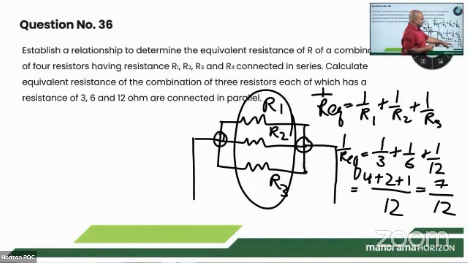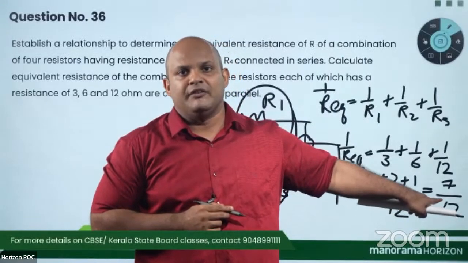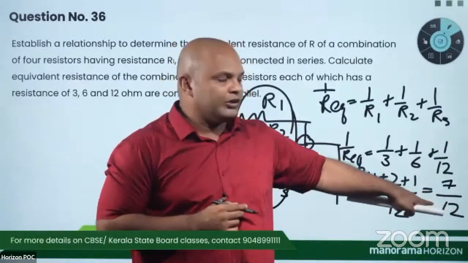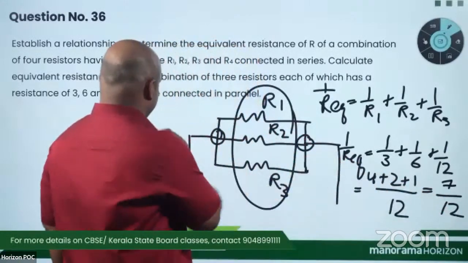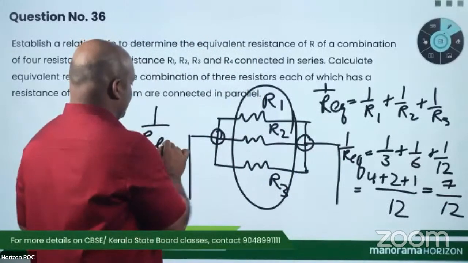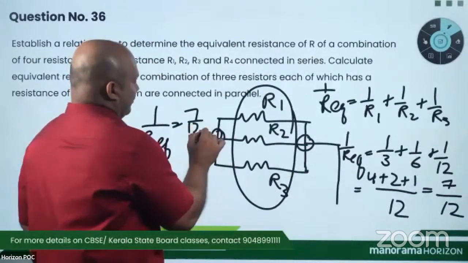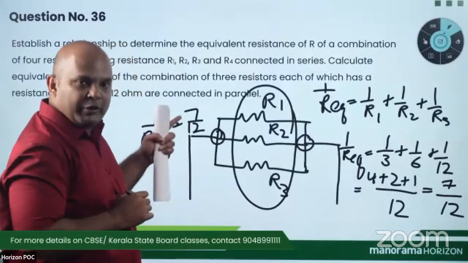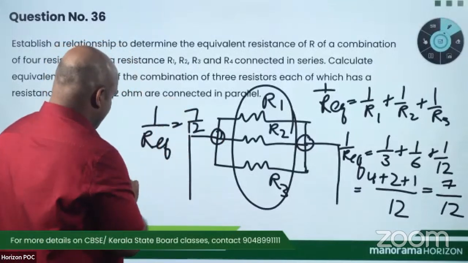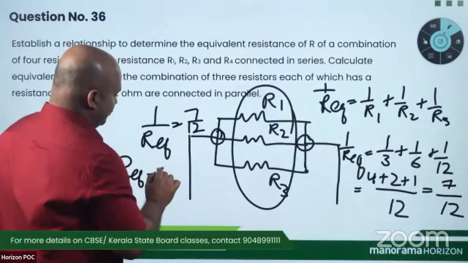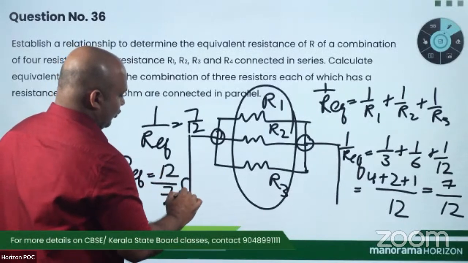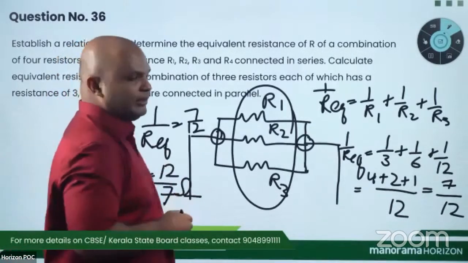And is this our equivalent resistance? No. Many children again and again make this mistake. They will get to this point and they will leave the question thinking that they have found the value. No, this is not equivalent resistance because this is simply 1 upon Req, that is equal to 7 by 12. So you again have to take a reciprocal, right? So this becomes R equivalent is equal to 12 upon 7 ohms. This is the correct answer.